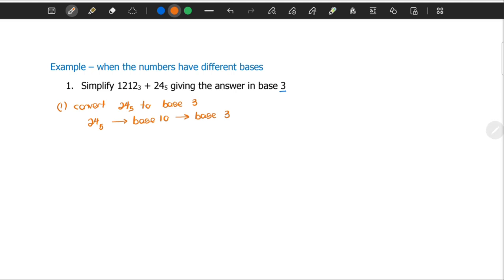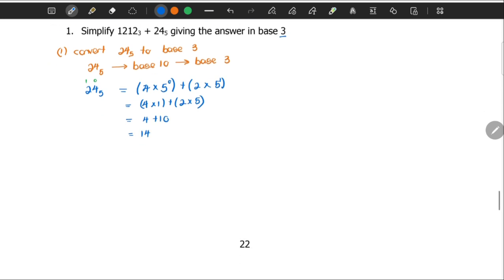So 24 base 5. Going back to how we expand, you know that this is going to the power 0, to the power 1, which is going to be equal to 4 times 5 to the power 0 plus 2 times 5 to the power 1, which is going to be 4 times 1 plus 2 times 5, which is equal to 4 plus 10, which is equal to 14, right?